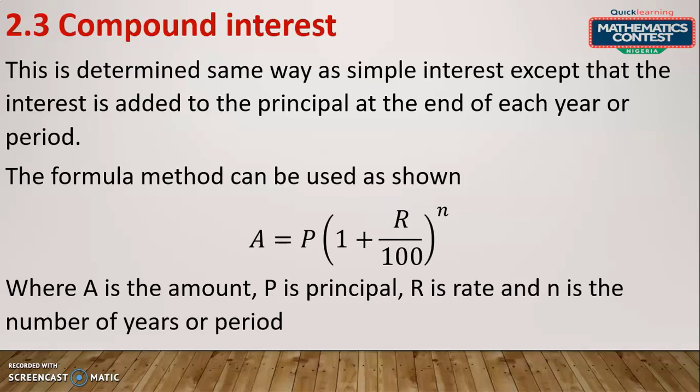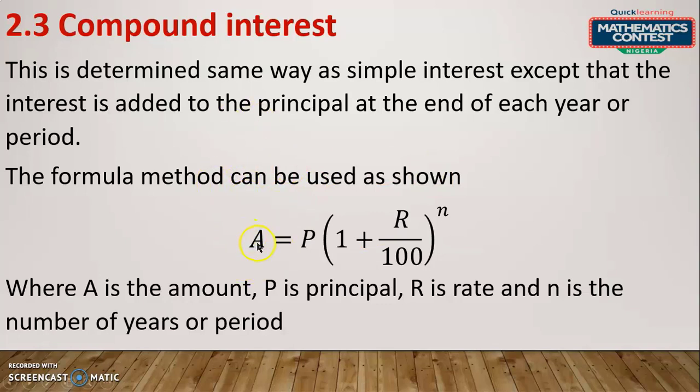Now, apart from simple interest, we also have what we call compound interest. This is determined the same way as simple interest, except that the interest is added to the principal at the end of each year or period. There are two ways we can solve questions that have to do with compound interest. But if we want to use the formula method to calculate the amount under compound interest, we want to get the amount at the end of a particular year.